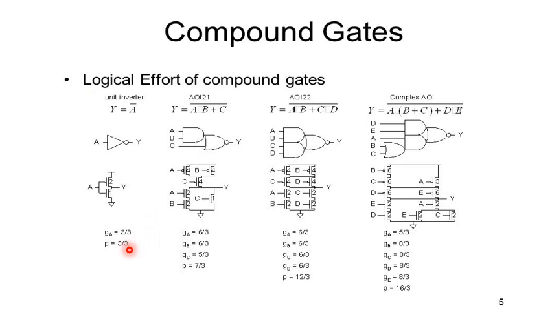Here these values are calculated. At the input, gate A has two transistors with sizes 2 and 1, so totally 3. The denominator is always 3, since the same value applies to all the transistors. So 3 by 3. Here P means the output; the output is also connected to both transistors. That's why 2 plus 1 is 3, divided by 3.